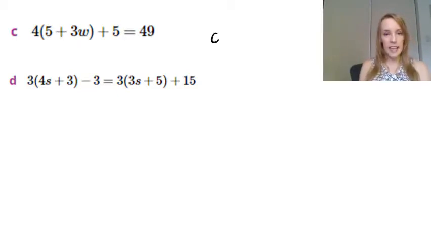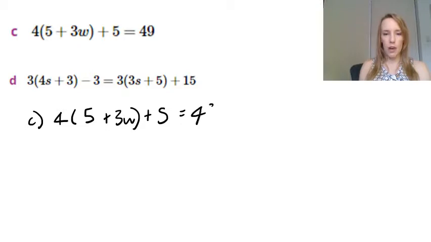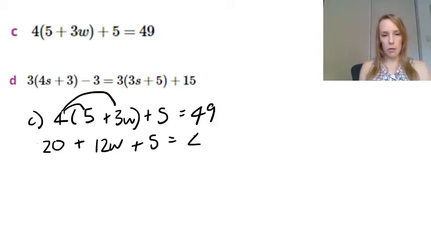So for C, actually, I'll write down the bottom here. For C, we've got 4 multiplied by 5 plus 3w plus 5 equals 49. So we're just going to expand our brackets again as our first step. So 4 times 5 is 20, plus 4 times 3 is 12w, plus 5 equals 49.